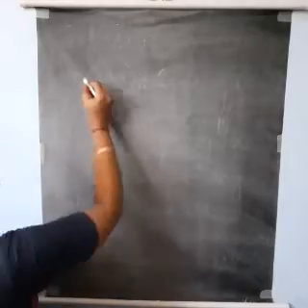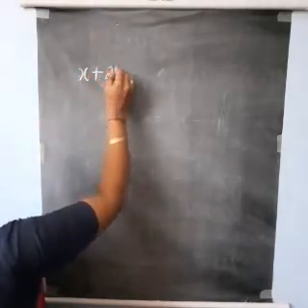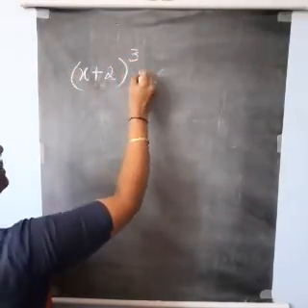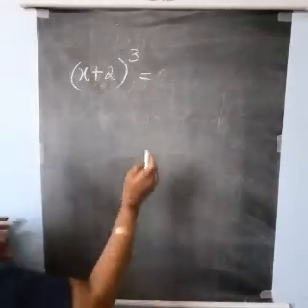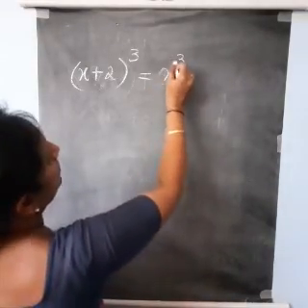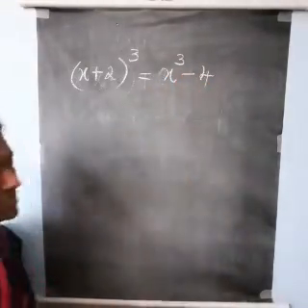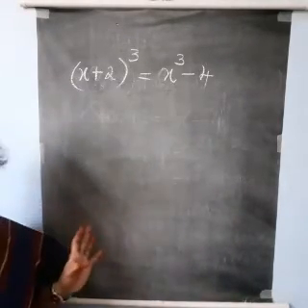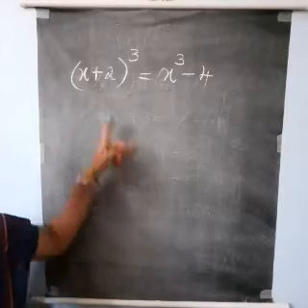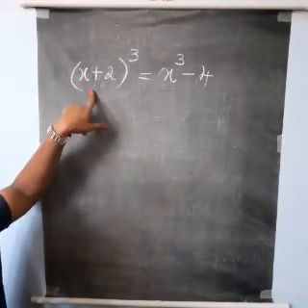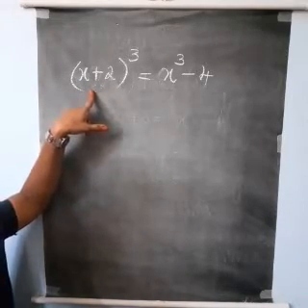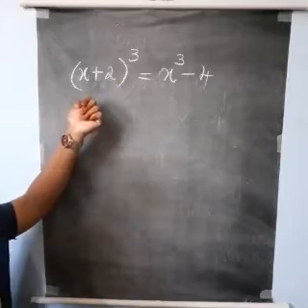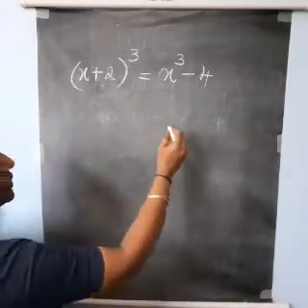You see they have (x plus 2) whole cubed is equal to, just say, x cubed minus 4. This is some example. Now what happens is we want to know whether it is a quadratic equation. Here they expect you to know the formula (a plus b) whole cubed. This we have learnt in class 9, right? What is (a plus b) whole cubed?